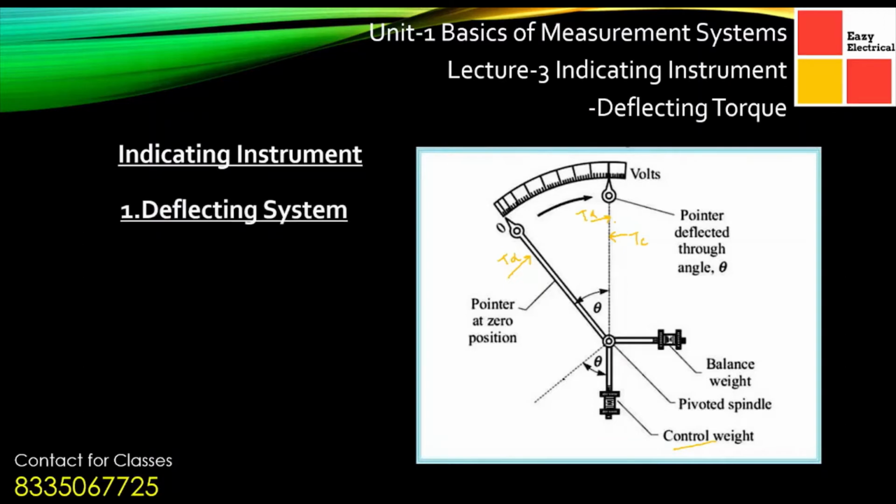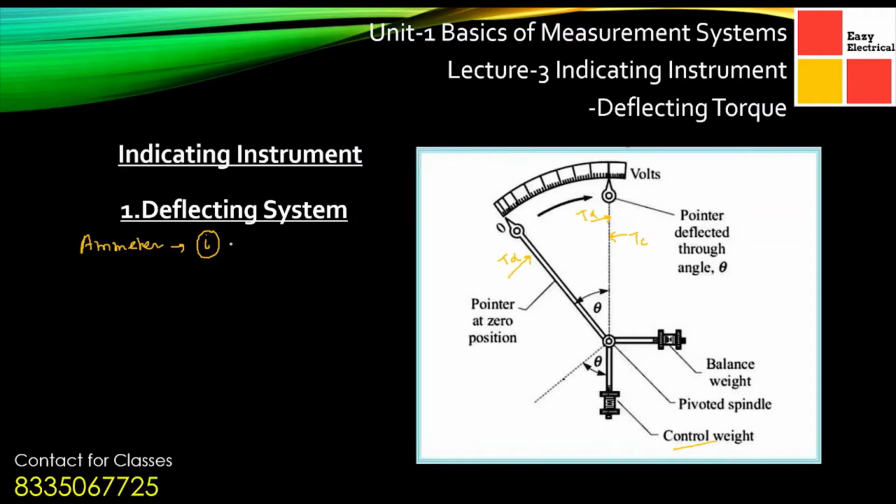Coming to a simple definition of a deflecting system, you can write one simple statement: it is the torque, or the arrangement, because of which the deflection of the pointer starts. Suppose we are talking about an ammeter. The current that is flowing through the ammeter actually moves the pointer and creates the deflecting torque.